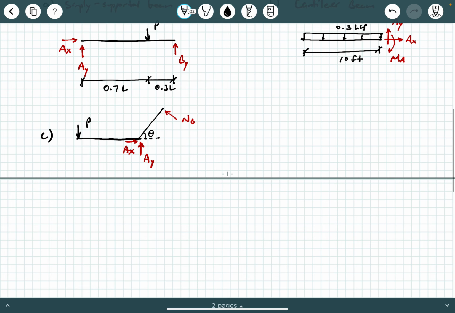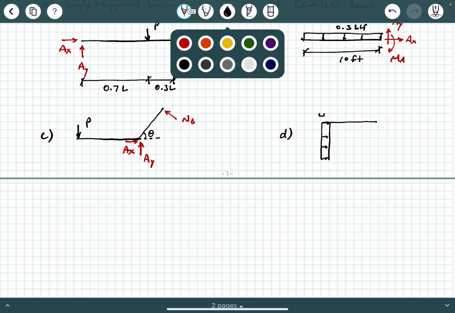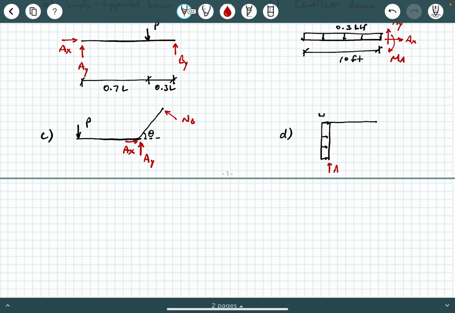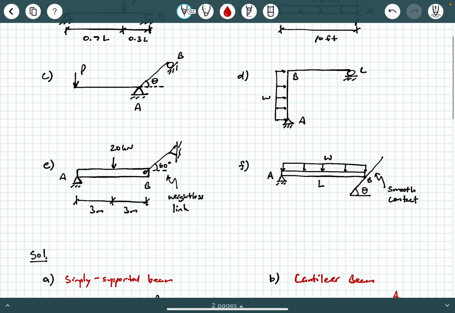Let's say part D here. And we have that uniform load W there. And we have an AY, an AX, and a CY. And why do I know that that's a vertical reaction at C? Well, again, my roller is sitting on a horizontal surface, so I'm going to develop a force that's normal to that surface, perpendicular to that surface.